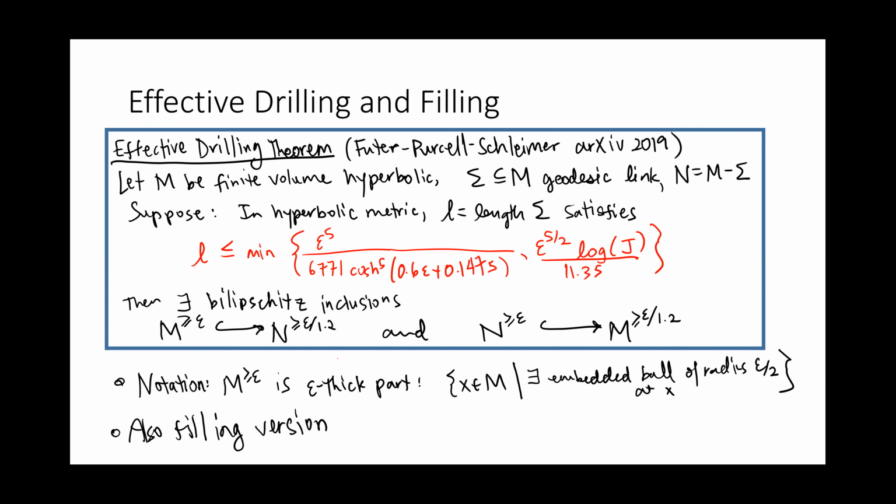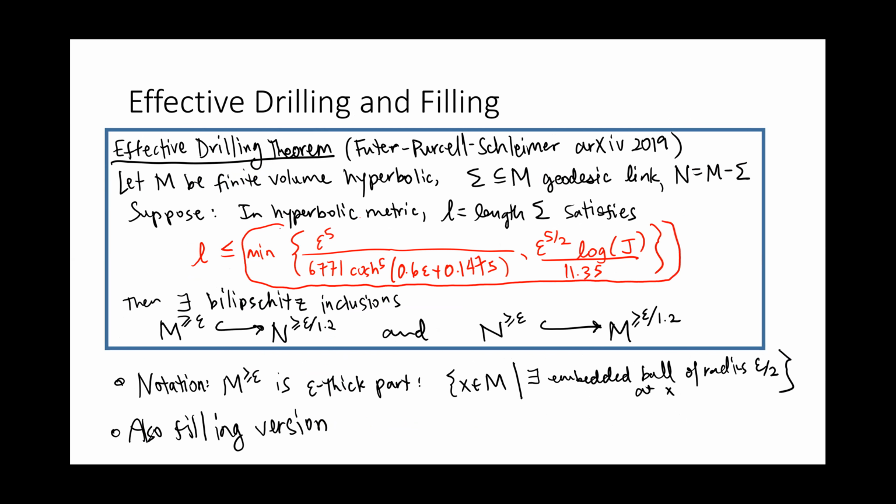It appeared on the arXiv in 2019. It's been accepted, but hasn't appeared in print. So if M is a finite volume hyperbolic 3-manifold and you have a geodesic in there, a geodesic link, and the length satisfies the effective theorem. All right, I am not going to read that to you.